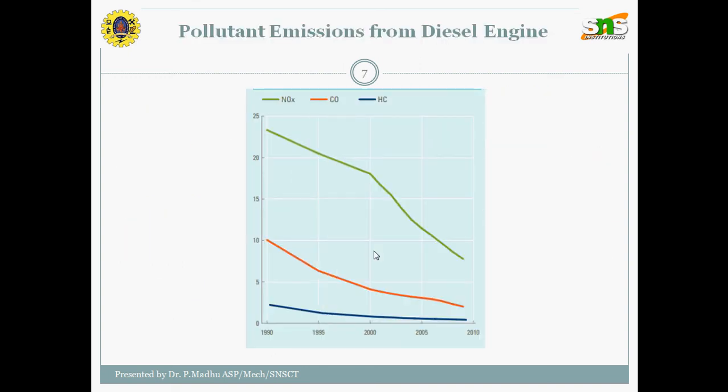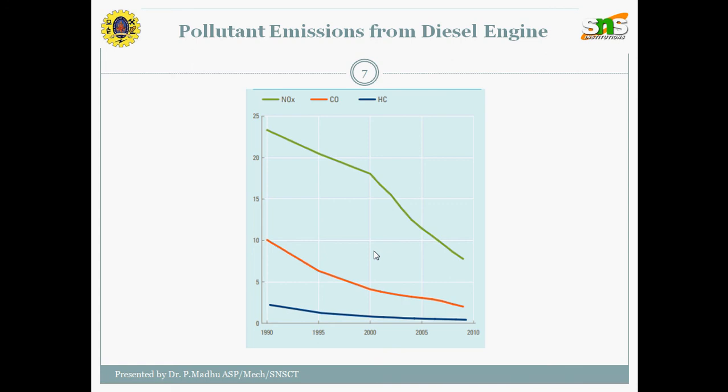So we are here. I have given one graph where the emission produced by this heat engine was dramatically reduced in the year 2010 compared to the year 1990, where we see the emissions NOx, CO and HC: hydrocarbon, unburned hydrocarbon, carbon monoxide and nitrogen oxides, are shown.